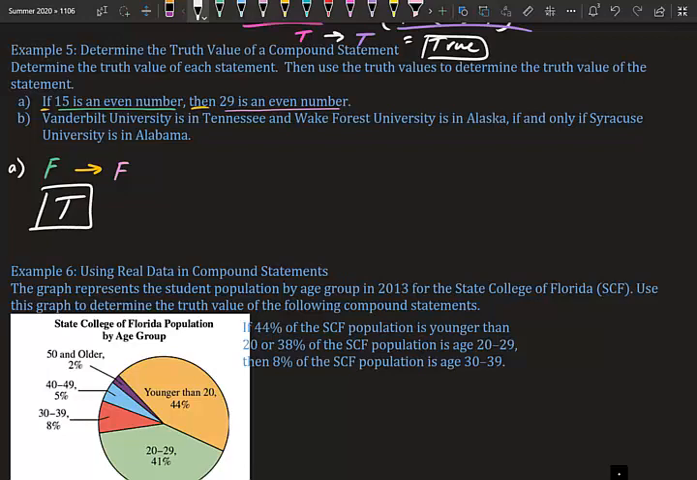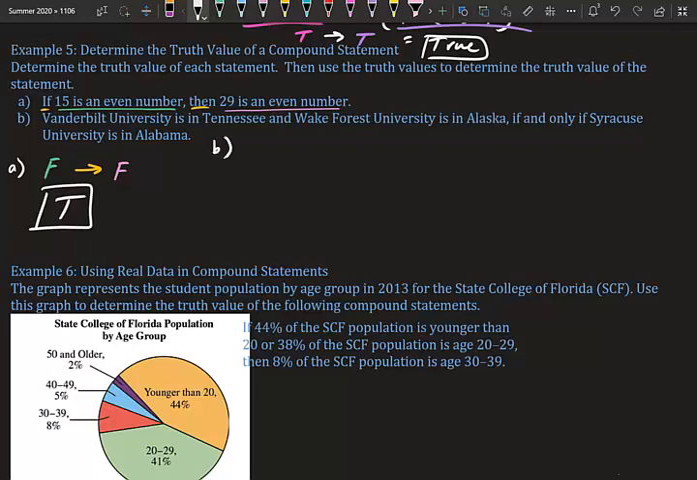Logically, this is a sound statement, because we're making up the rules. So forget that you know anything about numbers. Pretend you are just a little kid learning about numbers, and if I tell you 15 is an even number, then 29 is an even number. That's a true statement, because we're saying odd numbers are actually even. I know it's a mind F, but logically speaking, this is a sound statement.